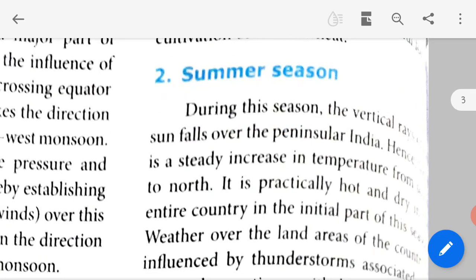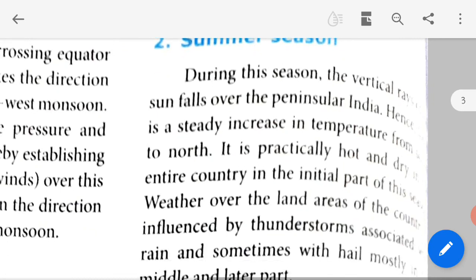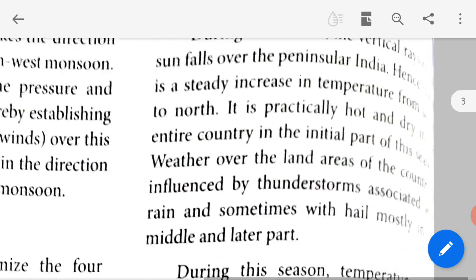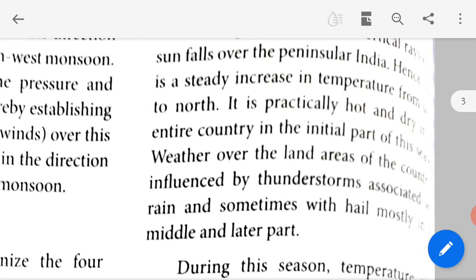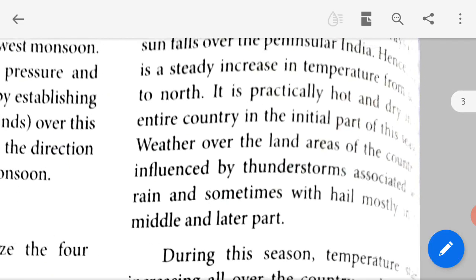Summer season. During this season, the vertical rays of the sun fall over peninsular India. Hence, there is a steady increase in temperature. So what will happen now? Summer season, sun rays will fall straight on India. So we have high temperature and it's from the south to the north. It is practically hot and dry in the entire country in the initial part of this season. We all know that, right?